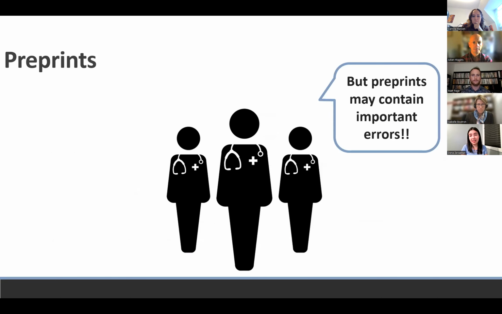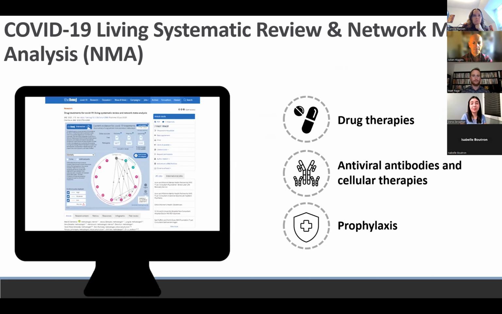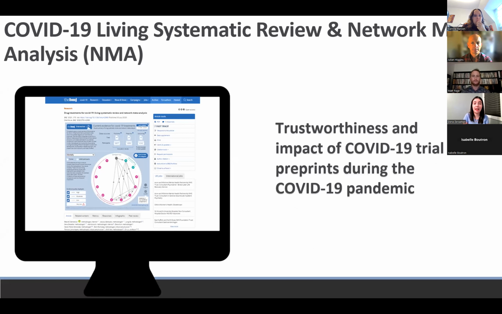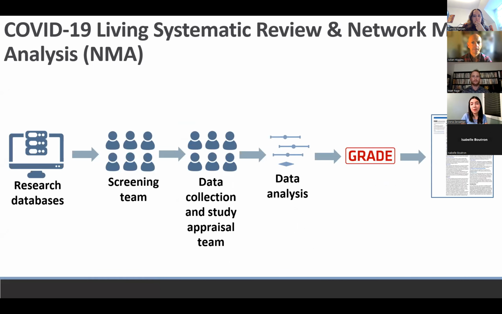Now, the medical community has been a little bit cautious about the adoption of preprints because they may contain important errors. So during the COVID pandemic, our group worked on a series of living reviews and meta-analyses addressing COVID therapeutics. And these living reviews essentially had a living synthesis of all trial evidence addressing drug therapies, antiviral antibodies, and cellular therapies and prophylaxis for COVID. So we capitalized on this data in order to explore the trustworthiness and impact of trial preprints during the COVID pandemic.